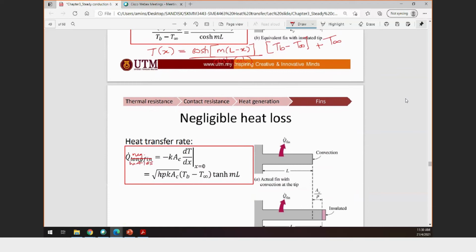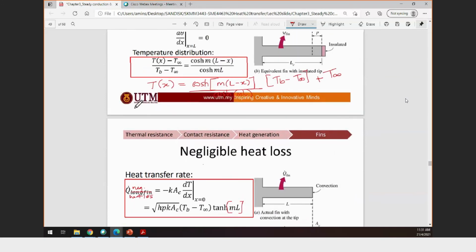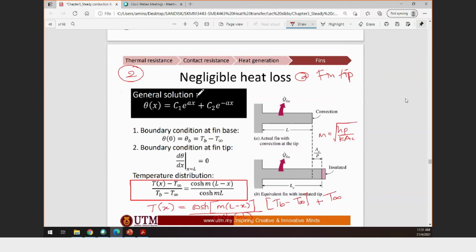Okay, so heat transfer for negligible heat loss is equal to the square root of hPkAc, multiplied by the temperature difference between the base and the surrounding, times the tanh of mL. What is m? m is the fin parameter, L is the length of the fin. Okay, so that is the second part of the condition.